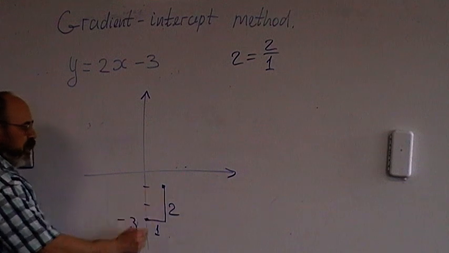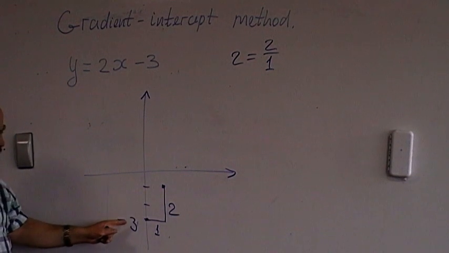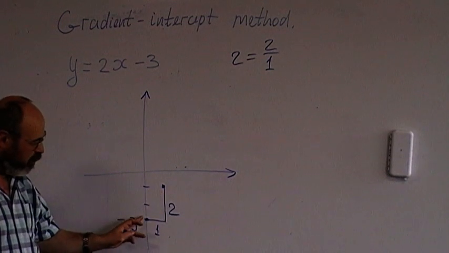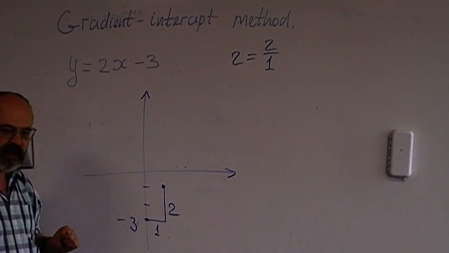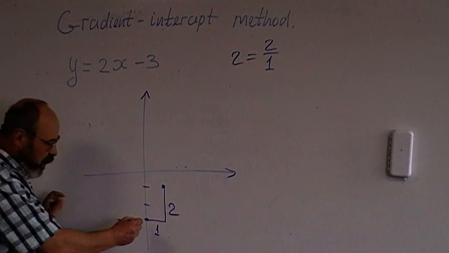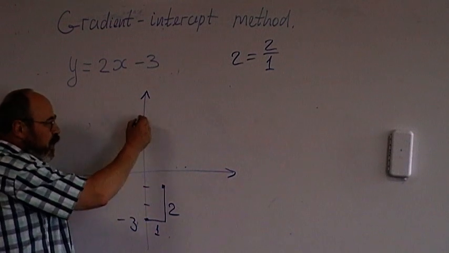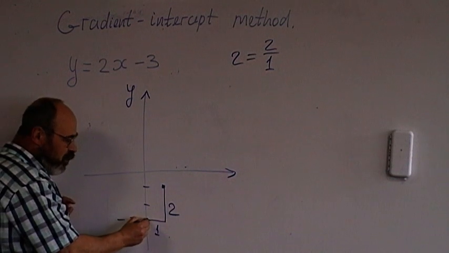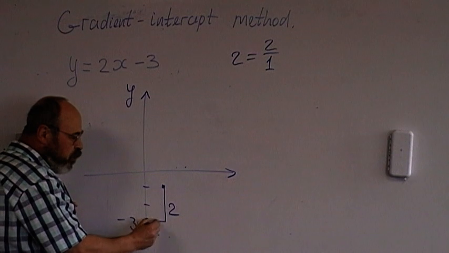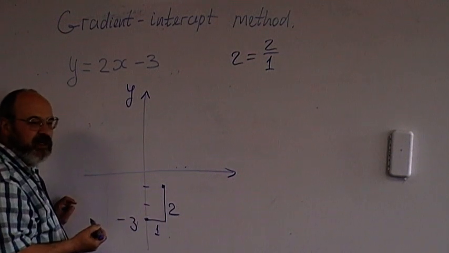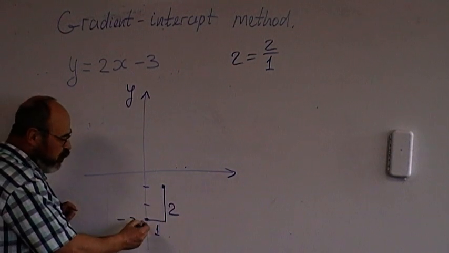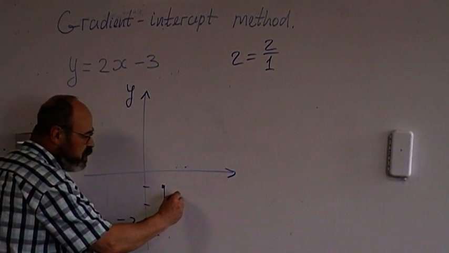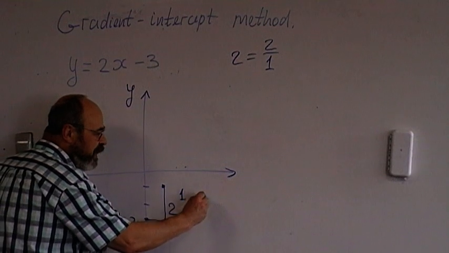What will be the coordinate of this point? What will be the x coordinate of this point? We start at the y-axis, so the x coordinate is zero. Then we move 1 to the right. What x becomes? 1. And from negative 3 we move 2 up, to negative 1. So this point is 1, negative 1.